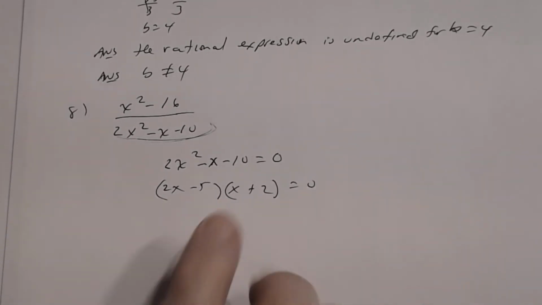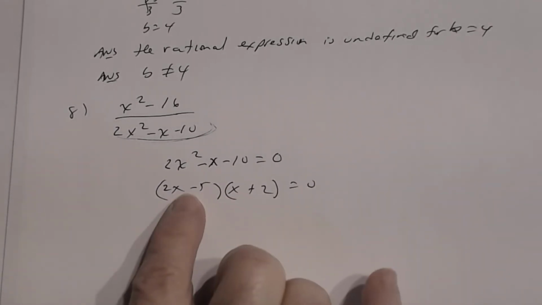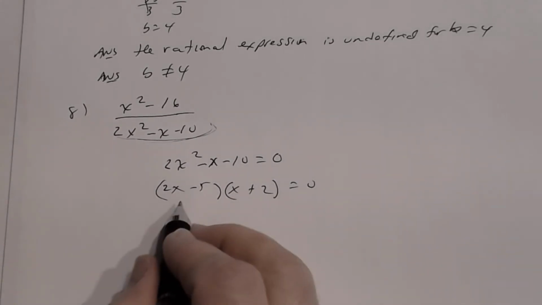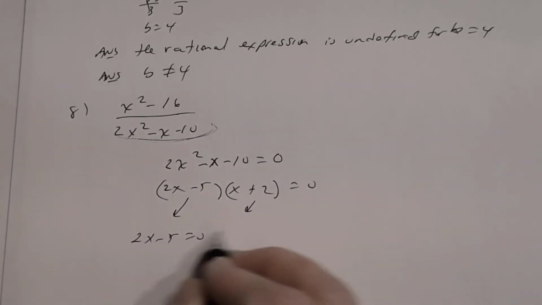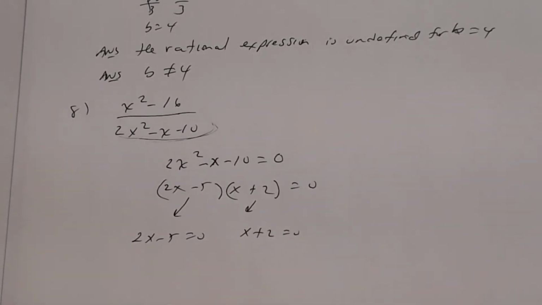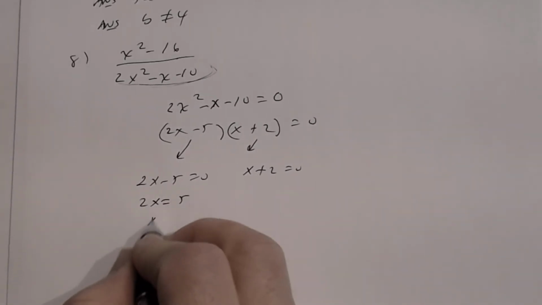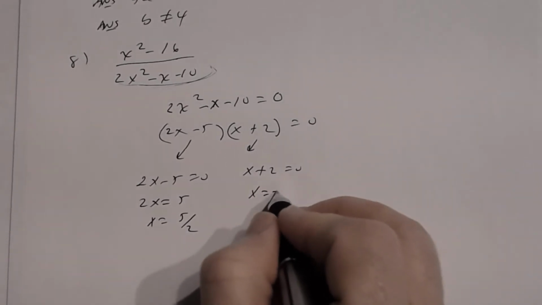So now remember, the zero factor property says if you have a product of factors that's 0, then one of those factors has to be 0. So you set each one equal to 0. So 2x minus 5 equals 0. X plus 2 equals 0. And notice you have two linear equations now. And so you just solve for x. So here 2x equal 5. And so therefore x equal 5 halves. Over here, you get x equal negative 2.